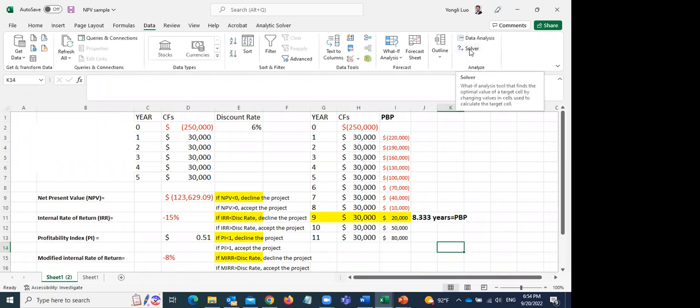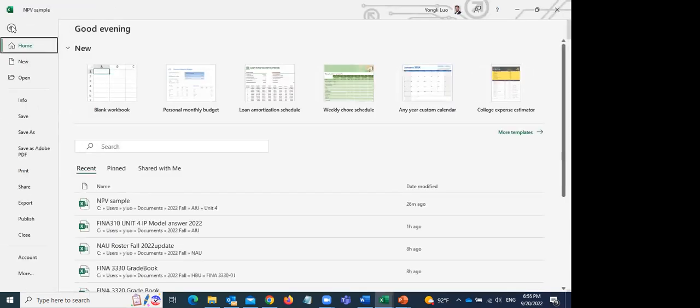We're using Solver. So how do you get this Solver here? If you click on Data in your Excel spreadsheet and you don't see Solver, you can go to File, click on More, and choose Options.